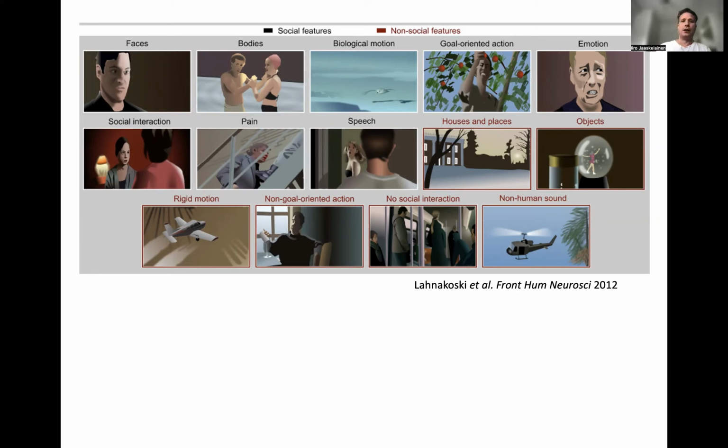In this particular experiment, we had different categories of social features, like faces, bodies, biological motion, goal-oriented action, emotion, social interaction, pain, speech. Then houses, places, objects, with no emotion, non-goal-oriented action, no social interaction, non-human sound. These were the non-social feature control videos. So we had social feature videos and non-social control videos, and these are short videos, maybe 20 seconds.